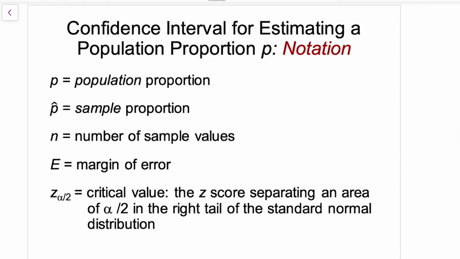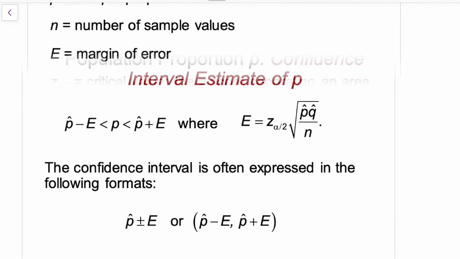To construct our confidence interval, again, we let P be the population proportion, P hat be our sample proportion, n will represent the number of sample values in our sample, E will be our calculated margin of error, and z sub alpha over 2 will be the z-score or the critical value that separates our significantly high values and significantly low values from our insignificant values. Those same three values that we computed just a few minutes ago.